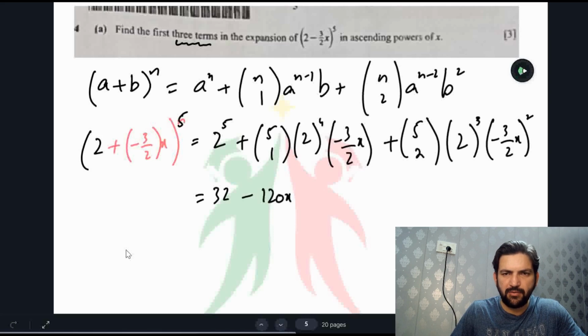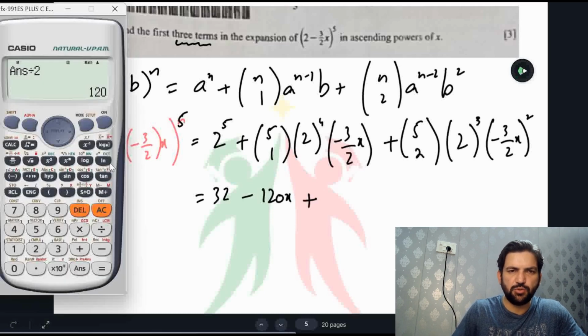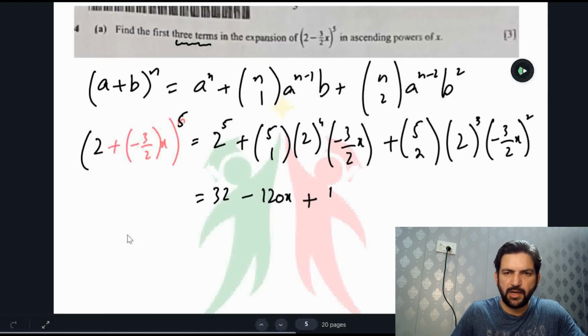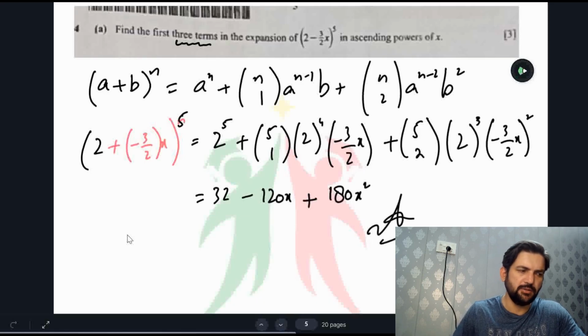Then we will have plus 5C2, multiplied by 2 cubed, multiplied by 3 squared, which is basically 9, divided by 4. So this will be equal to 180 x squared. So this will be the final answer.